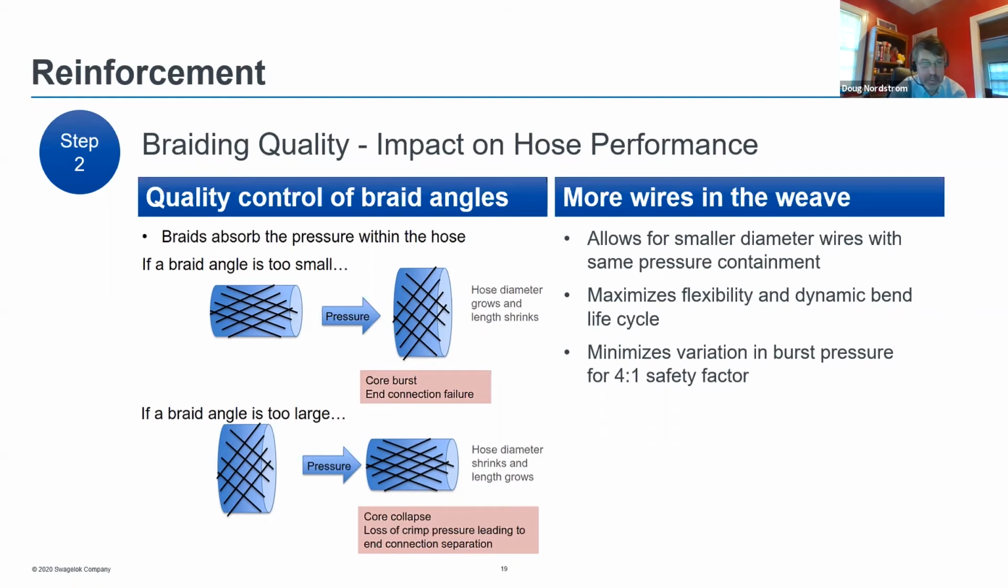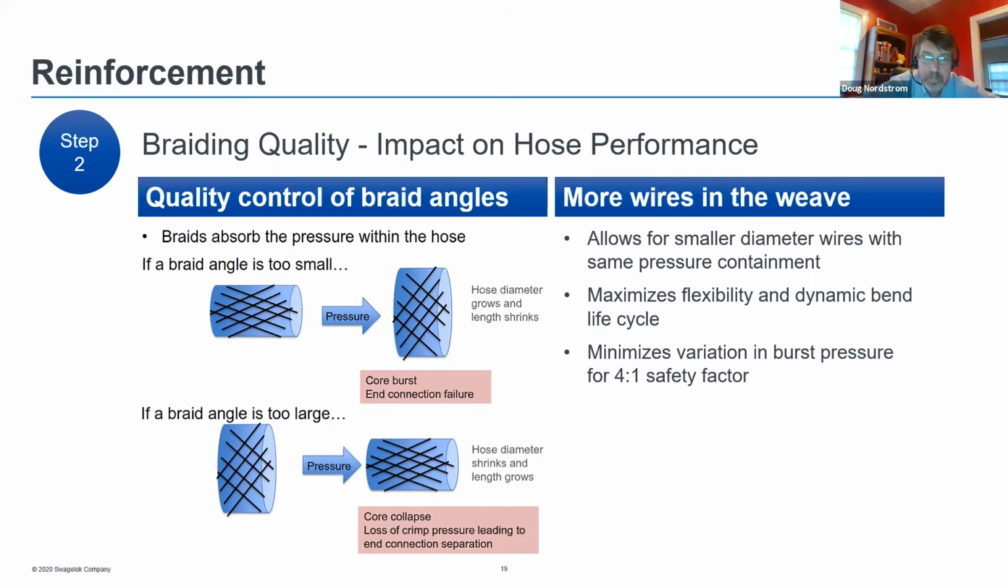If the braid angle is too steep in the bottom picture, the hose now will not grow axially, but it'll grow in length. And what this causes is a loss of containment on your end connection most times. And so again, the hose will burst, but in this case, it's bursting by separating from the end connection, which can be extremely dangerous. The hose can whip and have massive leakage.